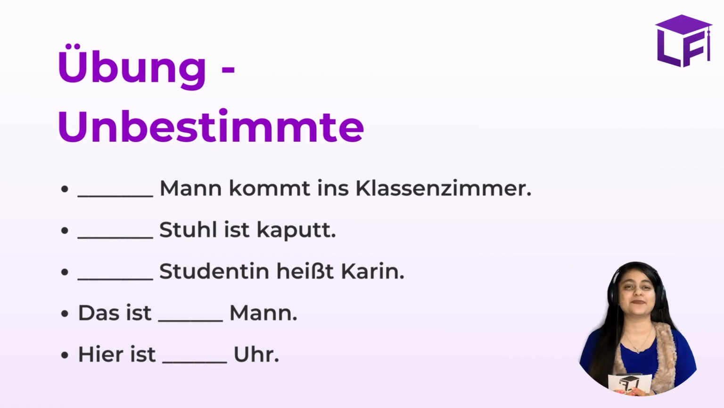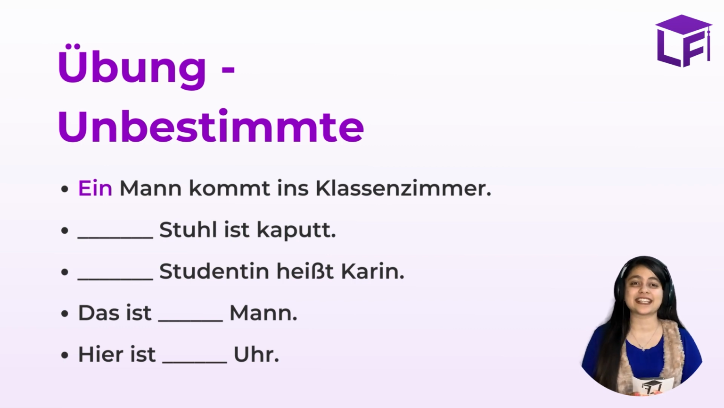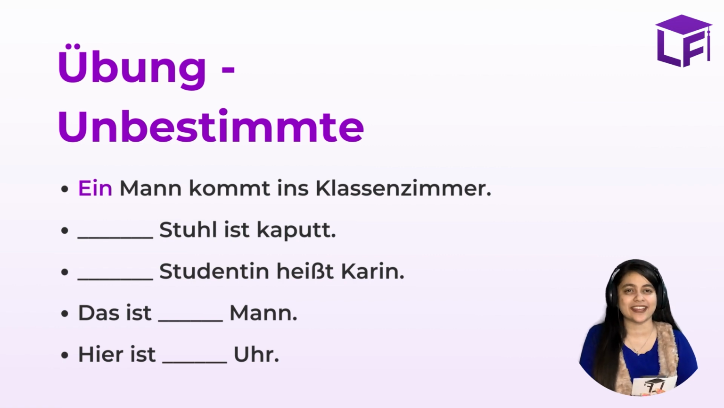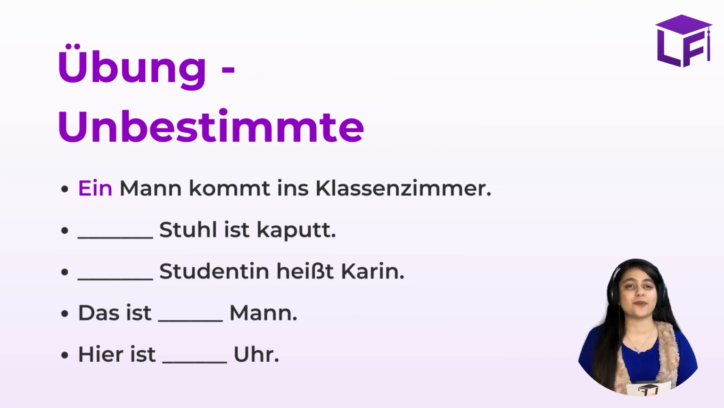Okay, time's up. So, did you get the correct answer? Well, the unbestimmte article for Mann becomes ein. Ein Mann kommt ins Klassenzimmer. Absolutely correct. This is great, guys. Good going. Let us now do the second question. The second question says, Dash Stuhl ist kaputt. You have 10 seconds to place the correct unbestimmte article.